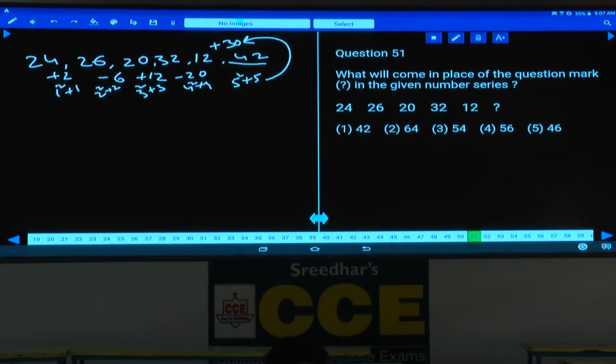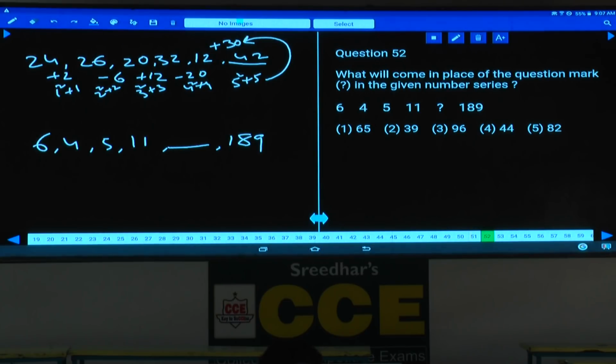Then, question number 52. Now in this question number 52, 6, 4, 5, 11, blank, 189. Tell me what is the answer here. Now if you see here, the number suddenly increases from 11 to 189, isn't it? As the number suddenly increases, it must be either product or combination. Out of which 6 and 4 cannot be related in the product, hence it must be combination. Now only one number is decreased. Whenever only one number is decreased, always opt for what? Either 0.5 or into 1, isn't it?